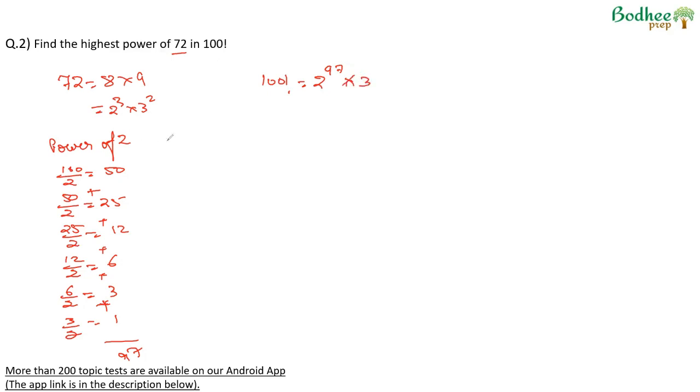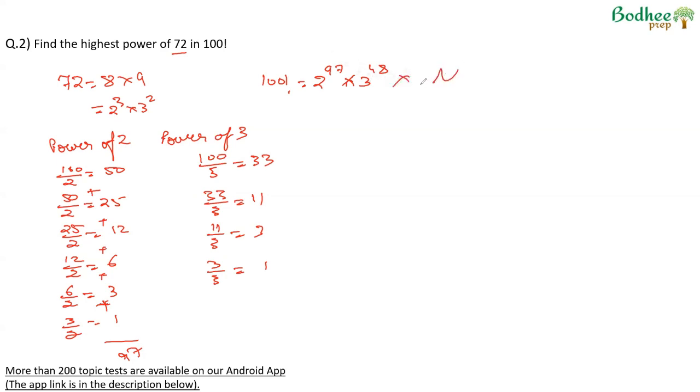The power of 3 in 100 factorial will be 100 upon 3, which is 33. 33 upon 3, which is 11. 11 upon 3, which is 3. 3 upon 3, which is 1. So 44 and 4, 48. Into other numbers, which comprise 5, 7, 11, 13, and so on.